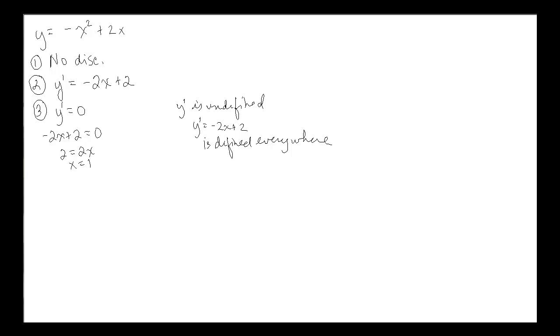Okay. So we check x equals 1. Is that our critical number? Just double-check, make sure. Is it a point? Is it a value that I can plug into the original function? Yes, because we have no discontinuities by step number 1. So x equals 1 is our only critical number.